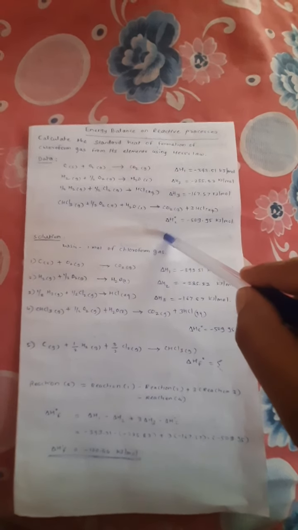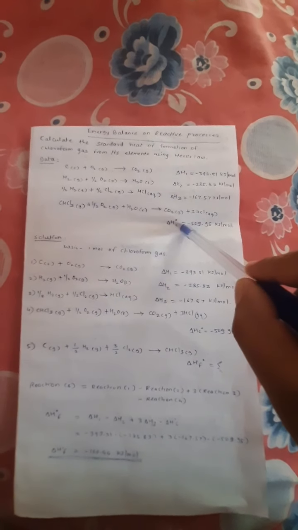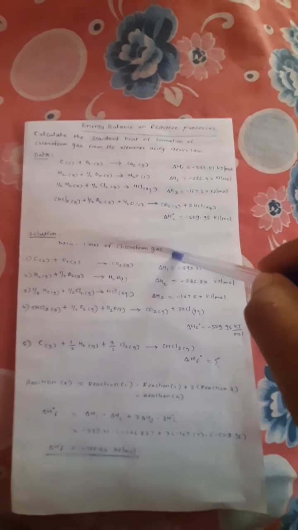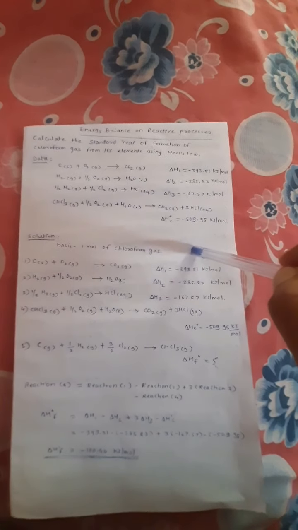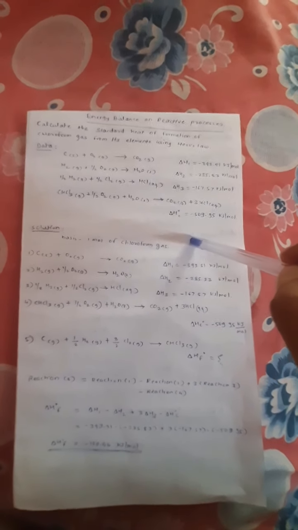There are not many formulas regarding this chapter. So just go through the heat of formation formulas, because from the exam point of view these formulas are important. So just go through the first example. The example depends on the Hess law of heat summation. The first example is: calculate the standard heat of formation of chloroform gas from its elements using the Hess law.